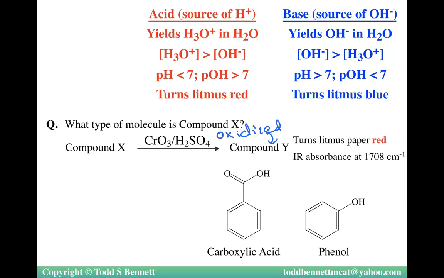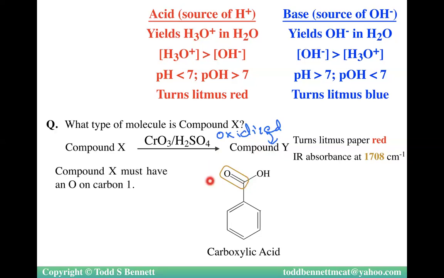This fact doesn't mean anything yet, but hopefully by the end of the semester, that'll become a key component of your knowledge base. When you see 1700, that refers to a C double bond O. Turning litmus red means it's an acidic compound, so we're down to carboxylic acid and phenol. 1708 means it's got to be that compound. And just as a point of interest, to oxidize that compound up to this, it has to have carbon 1 with an OH.